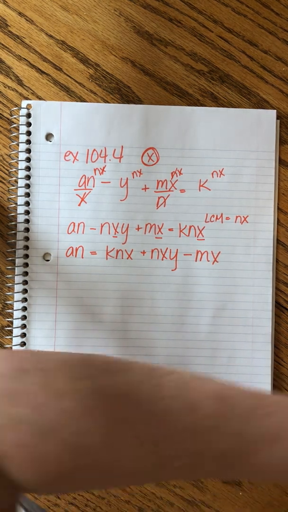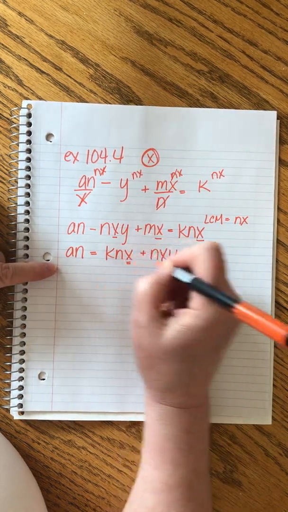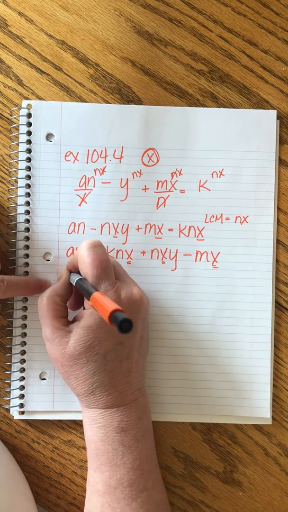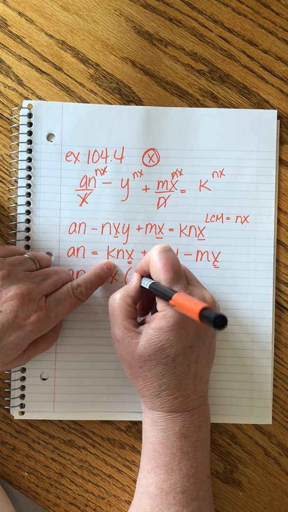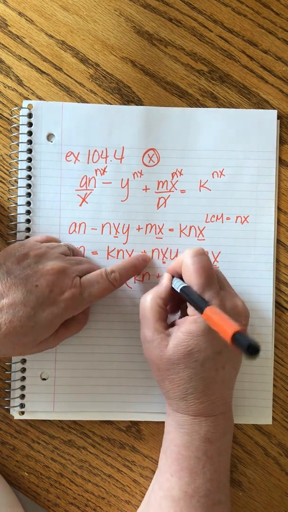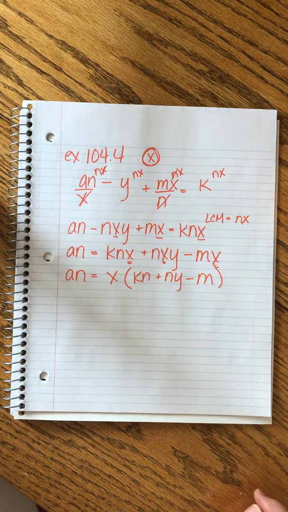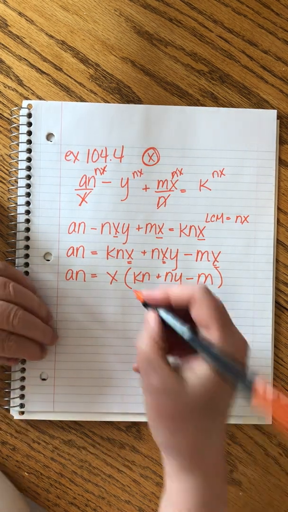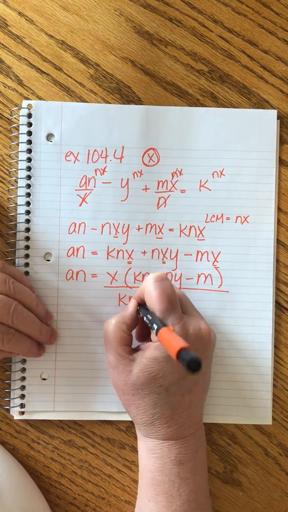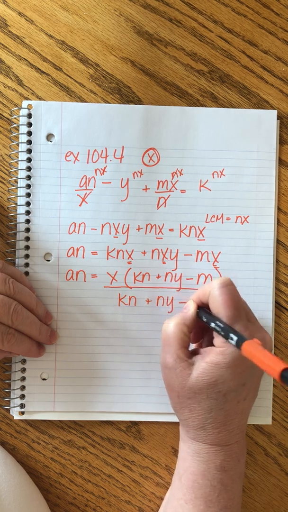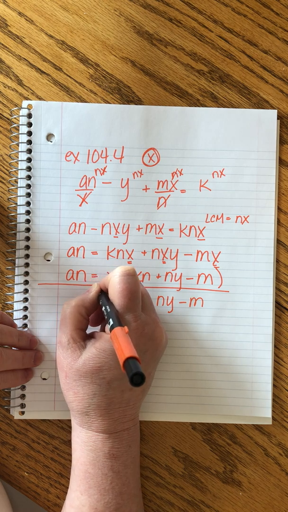So now we're ready to factor out all these X's. The other side stays the same. And let's see what we've got. KN, right, plus NY minus M. Beautiful. Now we divide all of that away. We don't want it. We just want the X by itself. KN plus NY minus M. That all goes over this.